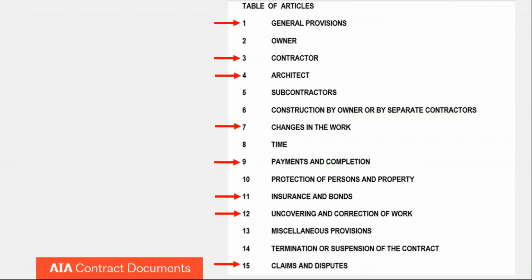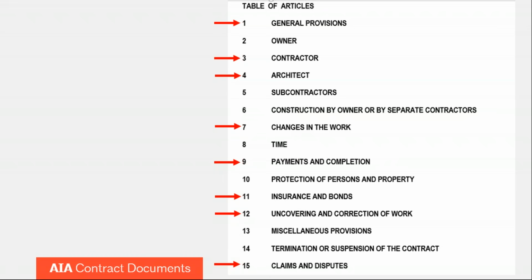One thing that I have to point out that should be jumping out at you from looking at this table of articles is that while there is a payments and completion section, there is nothing in the A201 about the actual price of the contract that the contractor will be getting paid from the owner. And that's by design, of course. The A201 does not include a pricing mechanism.